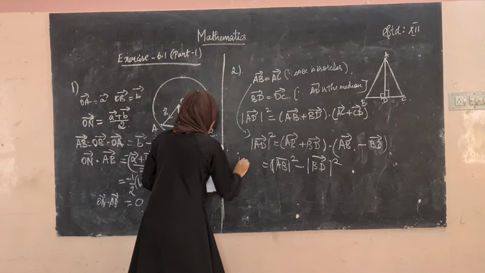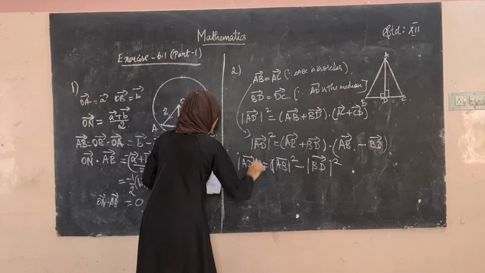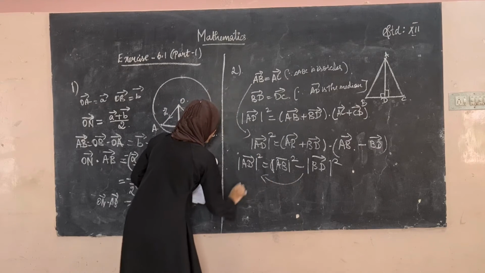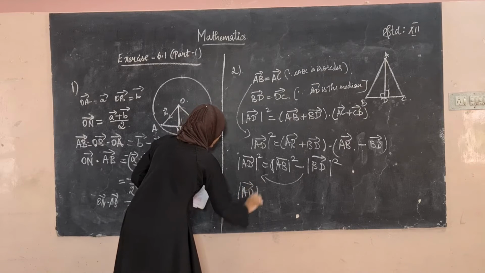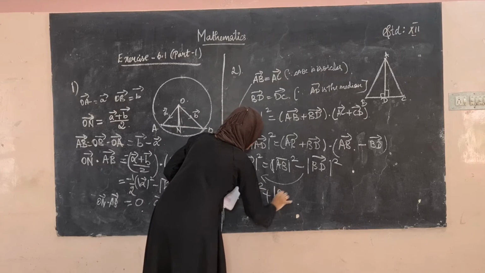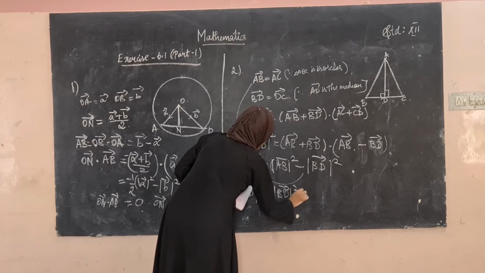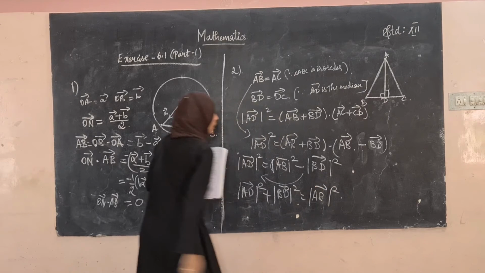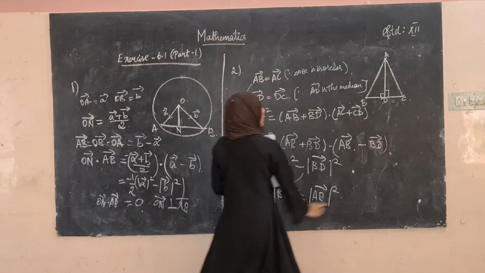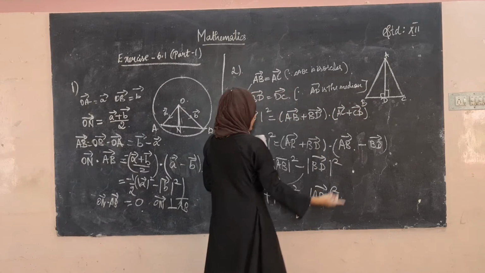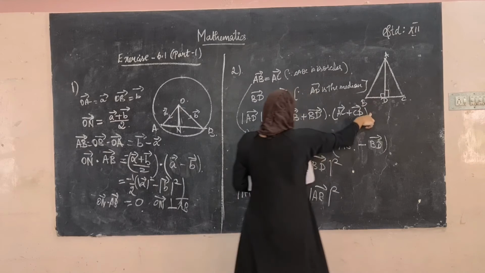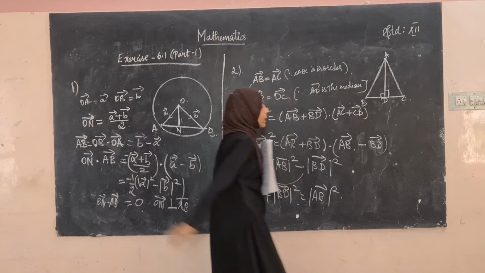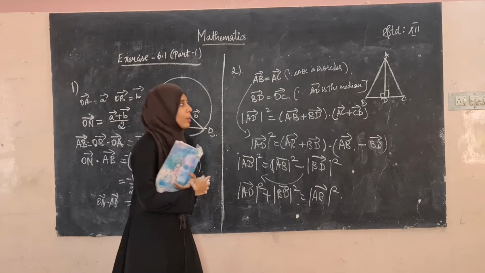So on the left hand side we have modulus of AD vector. Bring this term to this side. Modulus of AD vector the whole square plus modulus of BD vector the whole square is equal to modulus of AB vector the whole square. Now see here, modulus of AB vector the whole square is equal to modulus of AD vector plus modulus of BD vector the whole square. What is this? This is in the Pythagoras formula, right?